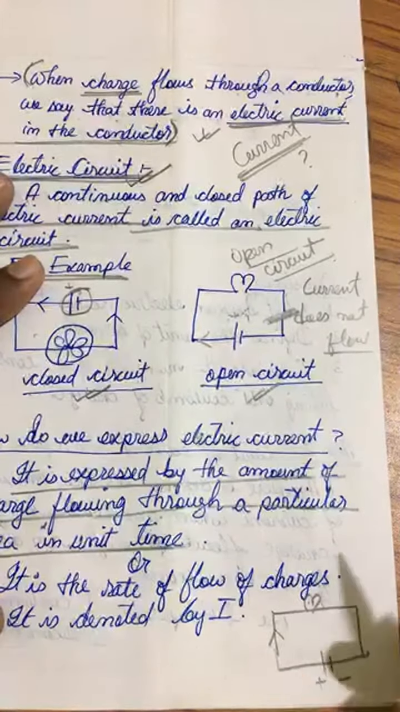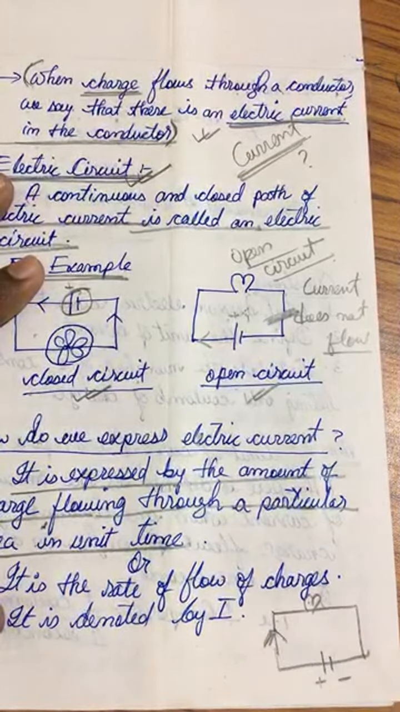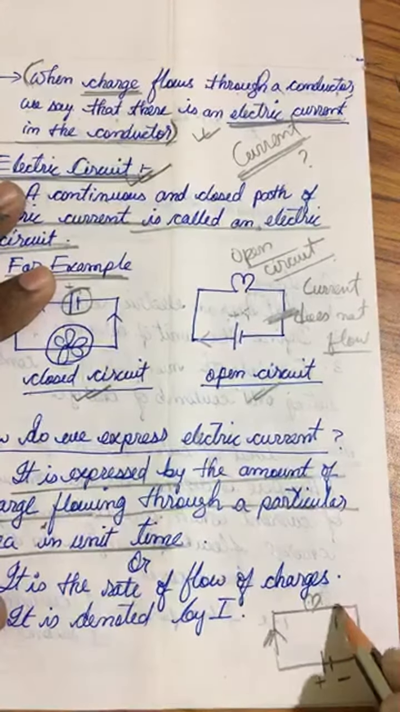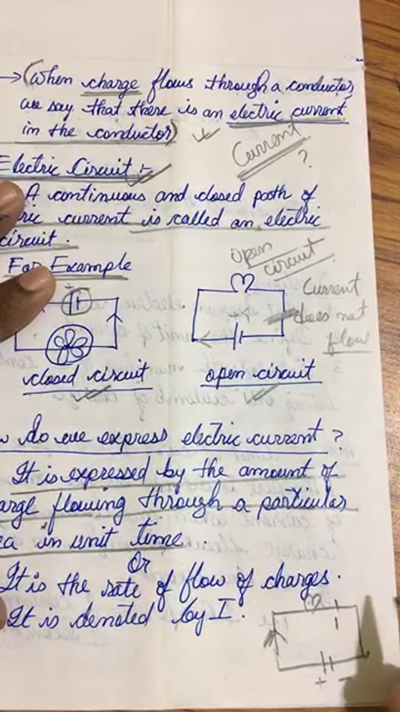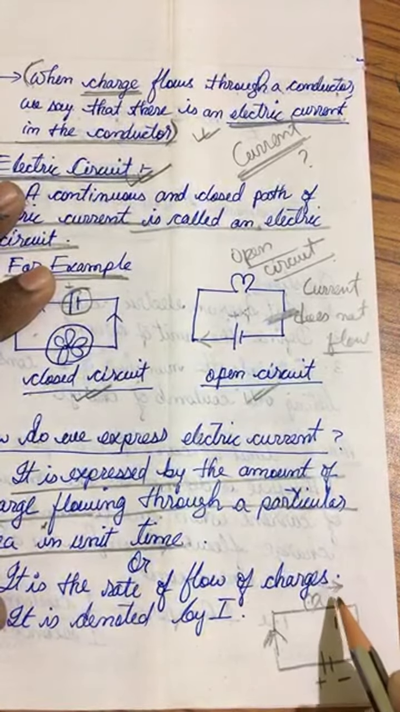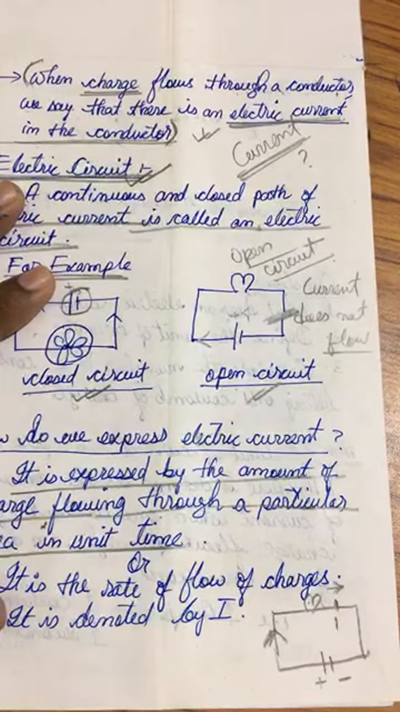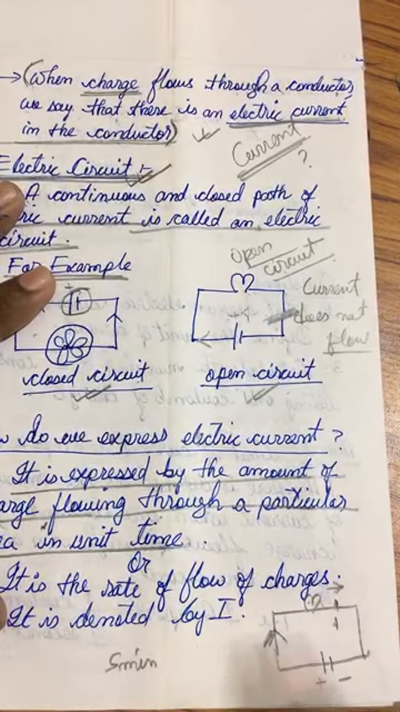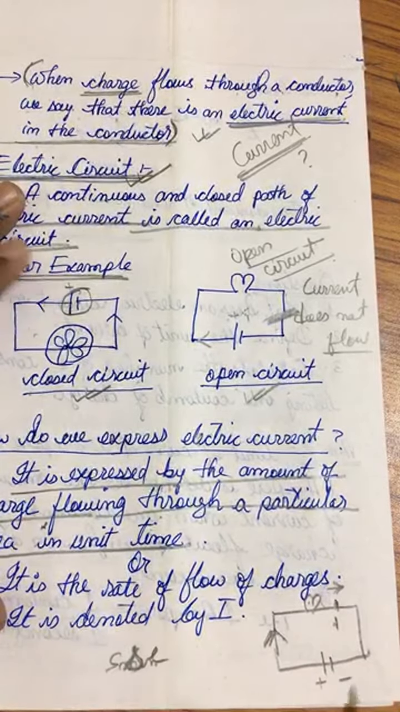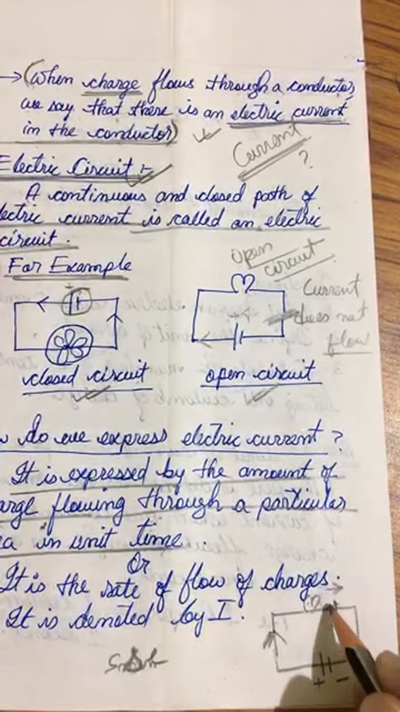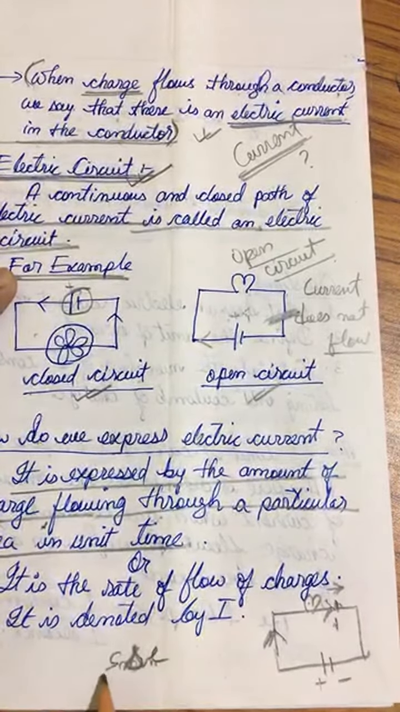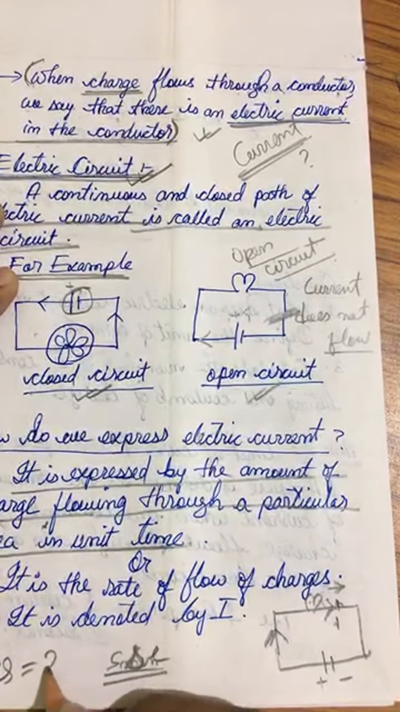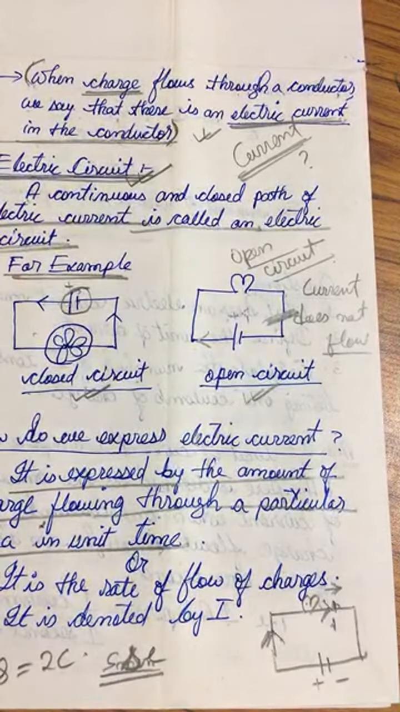Now, how will I measure how much current is flowing through this circuit? To do that, if I stay here and mark this point, and count the amount of charge flowing through this point, for example, if I wait here for 5 seconds, and count the charge passing through this point in 5 seconds, let the charge passing through this be 2 coulomb.